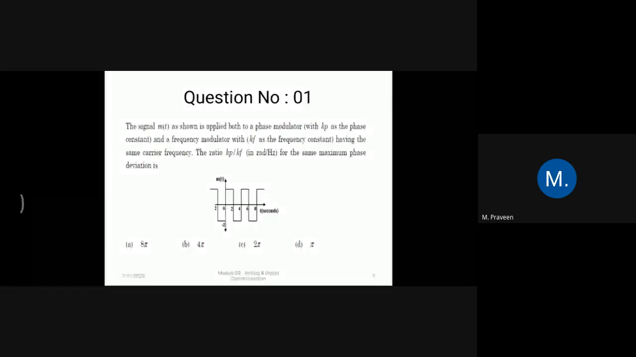In this question, they have given that the signal m of t is applied to both the frequency modulator as well as the phase modulator, and they have given two constants, kp as well as kf. Now they are asking for the ratio of kp and kf, and this is the given message signal. The amplitude is 2 for 0 to 2 seconds, and the amplitude is minus 2 for 2 to 4 seconds. If this is the case, what will be the answer? That is what they asked. Now we will see how to solve this.